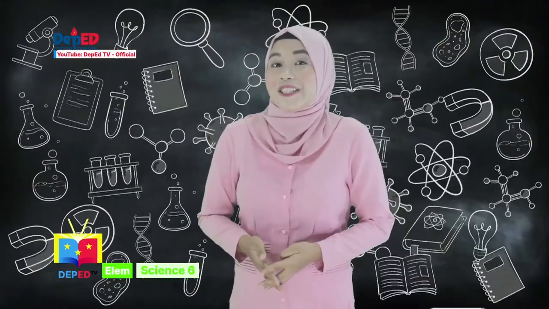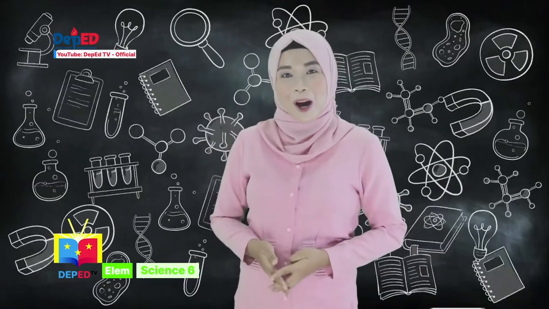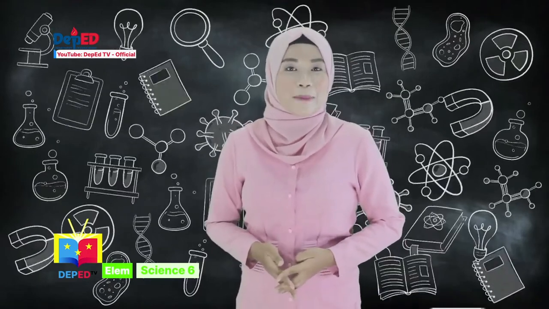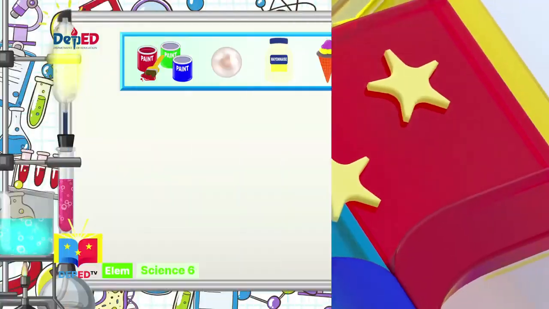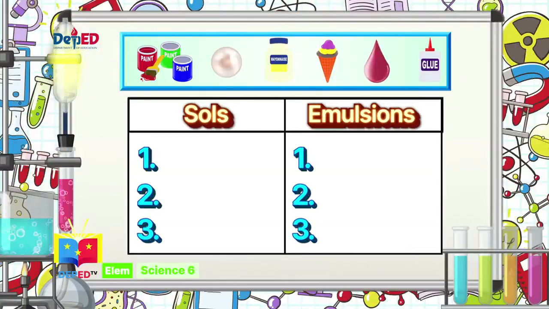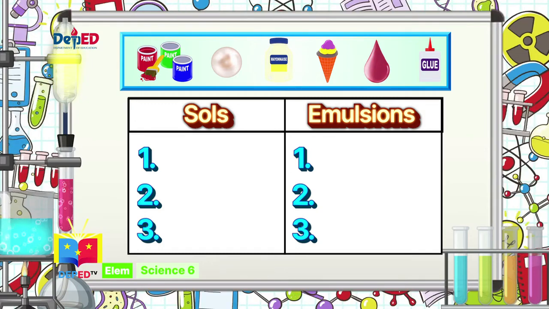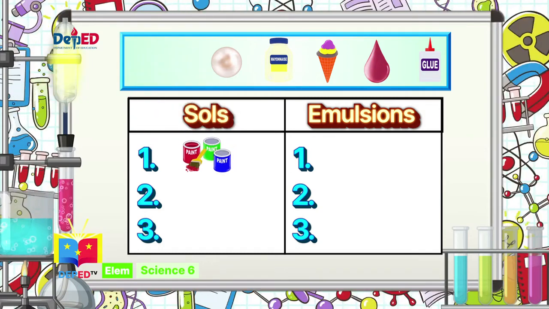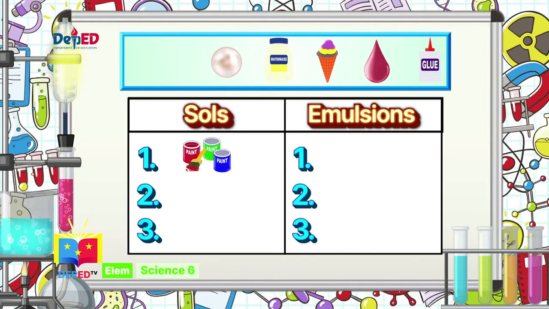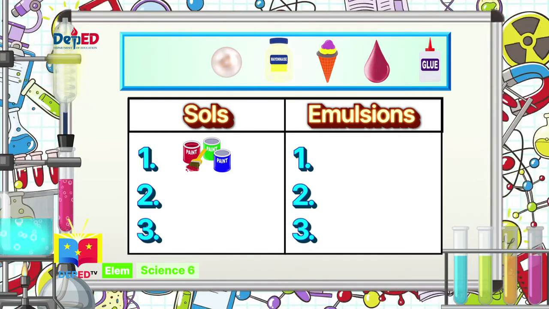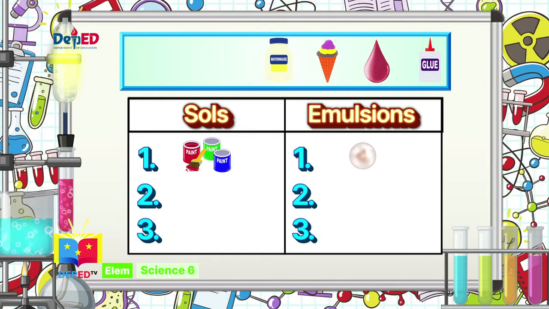Sort the mixtures into the correct category in which they belong. Write your answers in the table format using your paper. Where should we put paint? In Sol's column or in Emulsion's column? Great! It is in the Sol's column. Where should we put pearl? In Sol's column or Emulsion's column? Excellent! It is in the Emulsion's column.